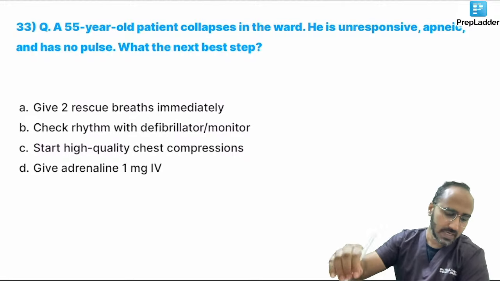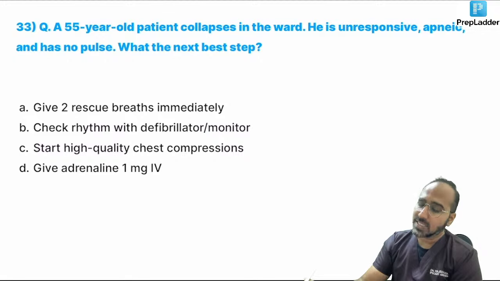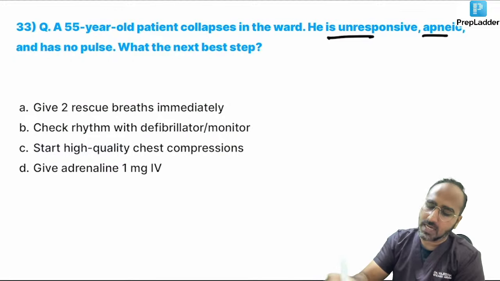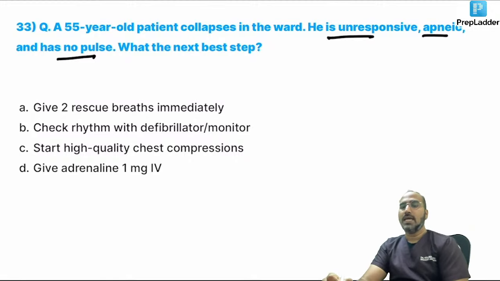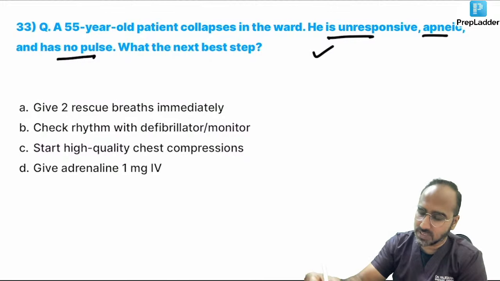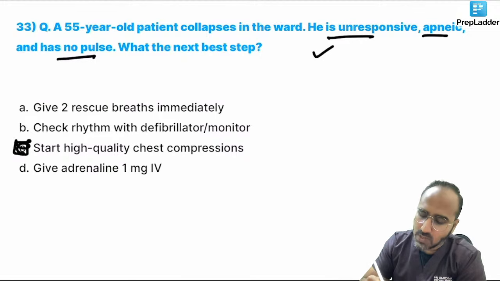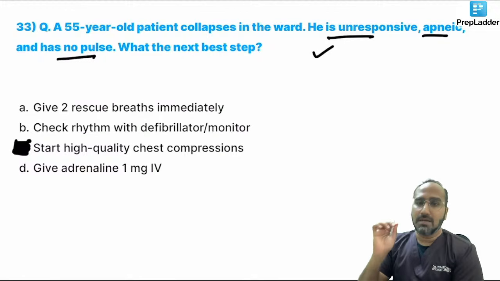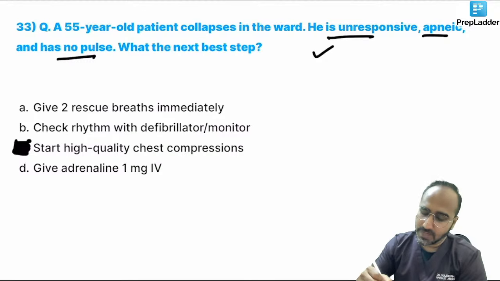Okay. Next. A 55-year-old patient collapses in the ward. He is unresponsive. He is apneic and has no pulse. What is the next best step? Okay. Guys, remember, he is unresponsive, apneic, has no pulse. So we have already checked the response. We have already checked for the pulse and breathing. What's the next best step? What's the answer, guys? The next best step is to start high quality chest compressions. Okay? The best outcome of your CPR depends upon the chest compressions. Okay, guys? High quality chest compressions.